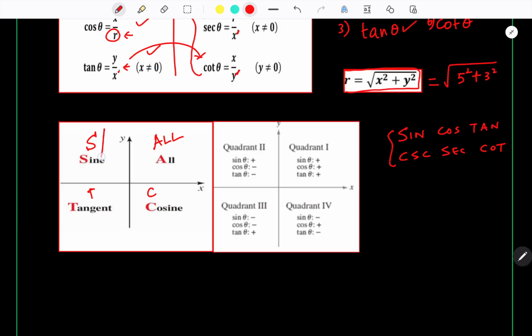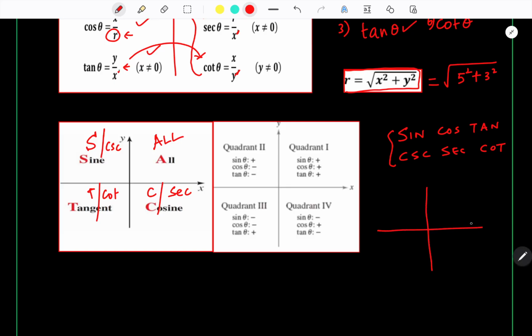Whereas in this place, sine and cosecant. In this place, tan and cotan. And in this place, cosine and secant. Because they are the original member and the flipped member, or original member and reverse member. These 2 are considered in this quadrant. So All STC, you need to remember this.